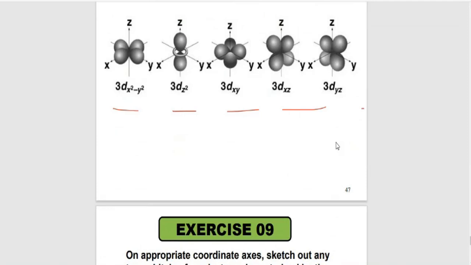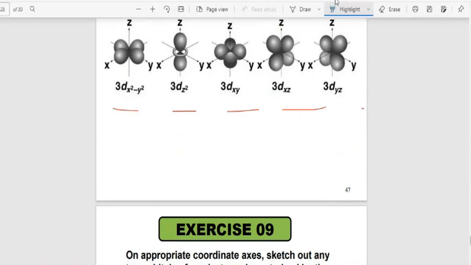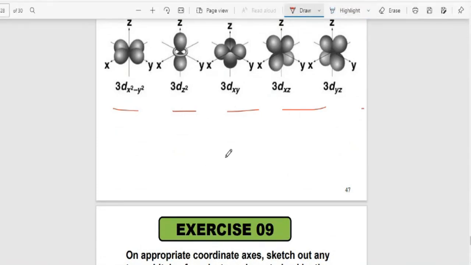Okay. So this is XY, right? Saya akan buat X, Y dulu. Akan lukis kerana dia antara paksi X dan Y. Okay, settle. Baru label Z. So this is 3D XY. DXY lah. Saya tak tahu n dia berapa, dxy.